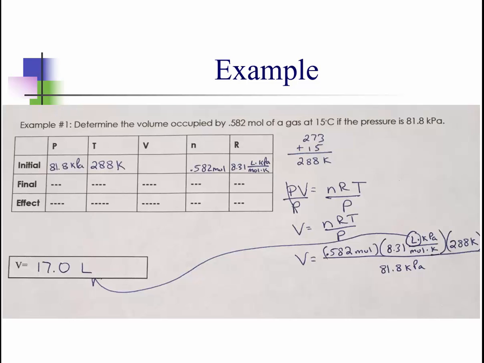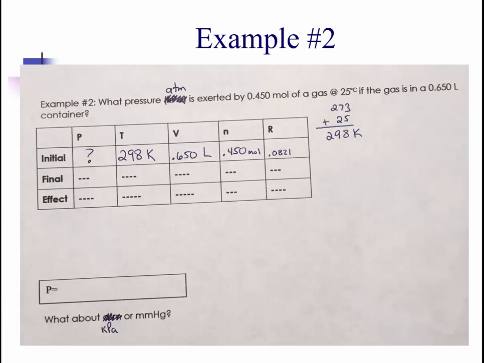Okay, example number 2. One thing that I forgot to do was put in there what pressure we want to actually convert it to. So we're going to convert it to ATM. It says, what pressure in ATMs is exerted by 0.45 moles of a gas at 25 degrees Celsius if the gas is in a 0.650 liter container?